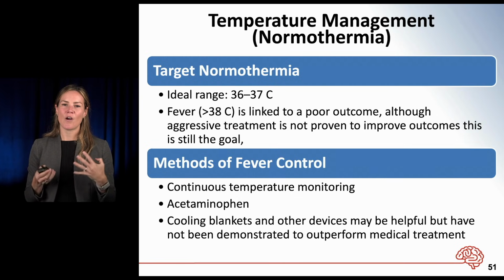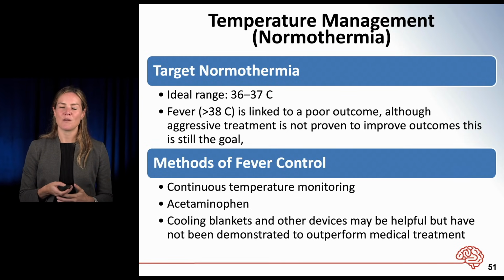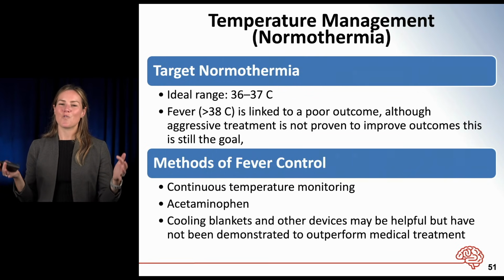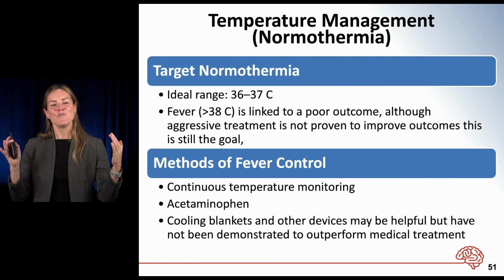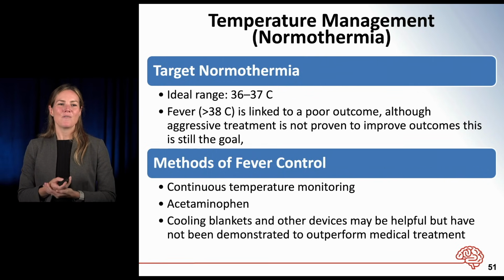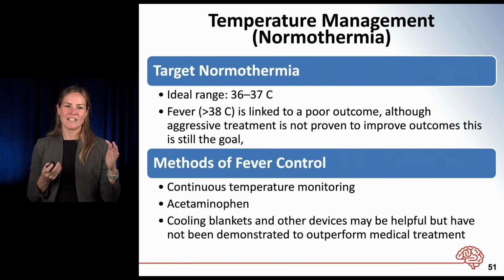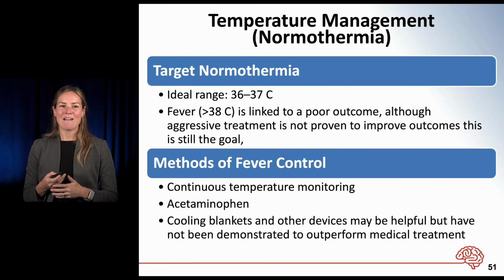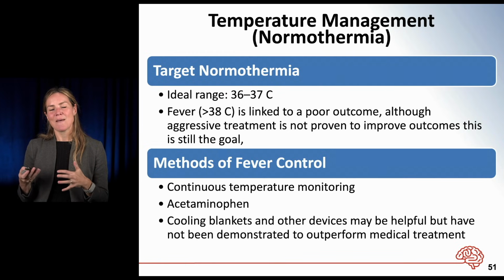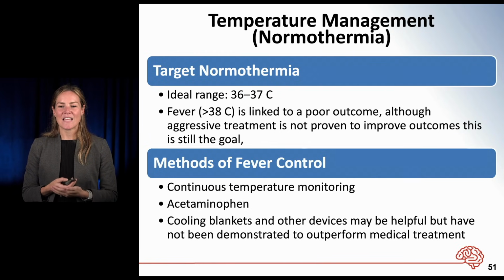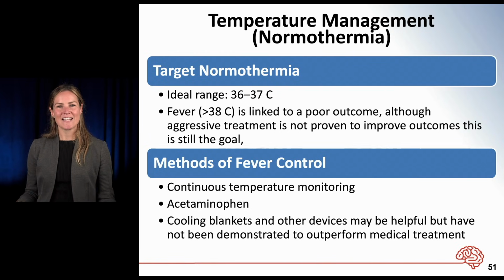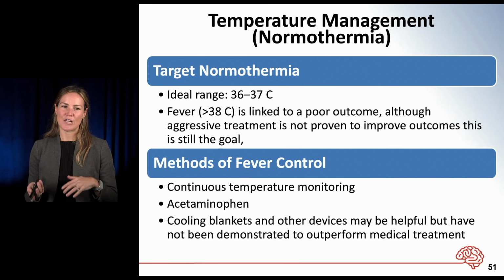And for now, we are in neurocritical care really focused on maintaining, you guessed it, normothermia. Again, the brain wants a normal environment to heal, right? So we want to keep the patients between 36 and 37 degrees Celsius. And we know that fever might be a bad thing for patients, even though aggressive treatment with devices has not been shown to improve neurologic outcomes.